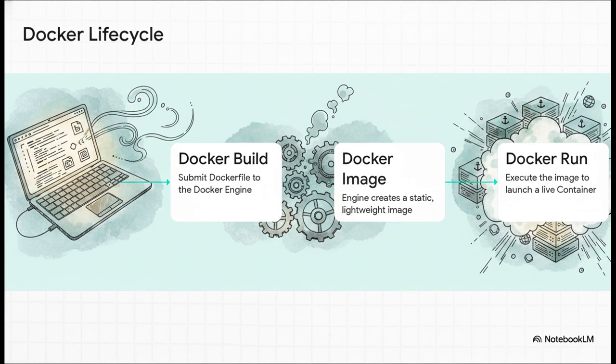Finally, Step 4, you use the command docker run to execute that image. The exact moment that image starts running, boom, it becomes a live container, serving your web application to the world. And that right there is your daily journey from code to deployment.